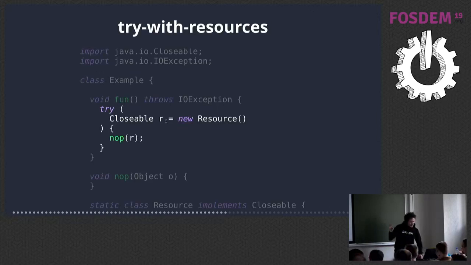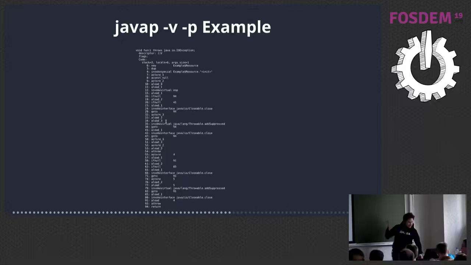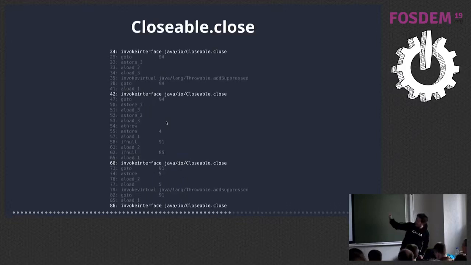So, try with resources. If we decompile it, we see a lot of bytecode. You don't even see anything because it's too much. We can zoom a little bit. We could see close, close, close, four times. Why? Because we know try with resources should close the resource. For sure it closes the resource, but does it call close four times?